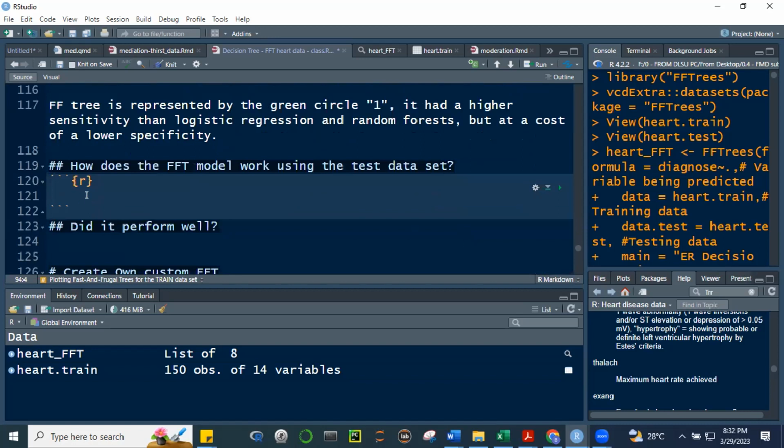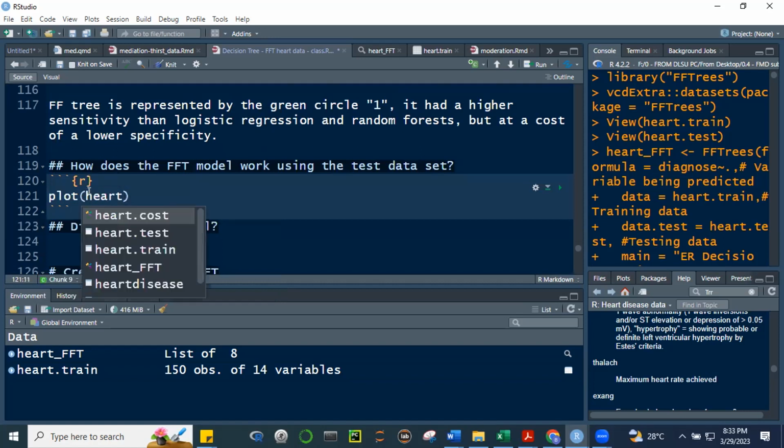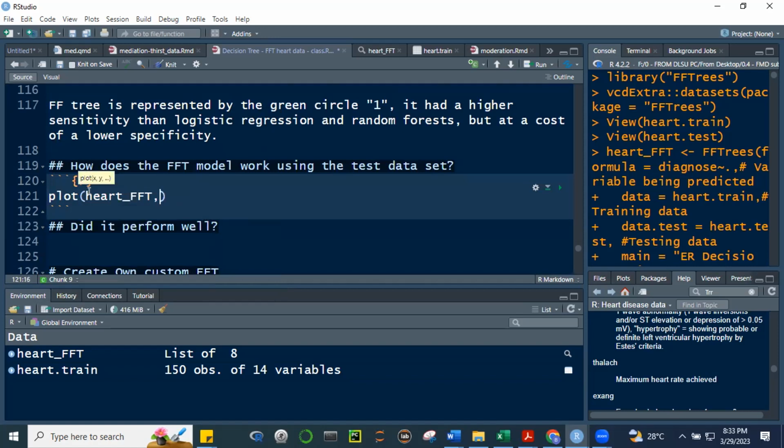Now, earlier we used the training data. How would this work? What would happen if we use this model for our testing data? Let's try it, okay? We can go straight to plotting. If we plot, what is our plot? The heart underscore FFT.